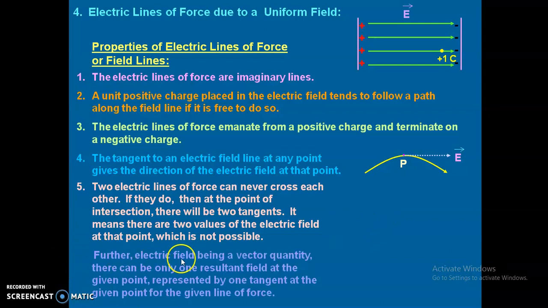Further, electric field being a vector quantity, there can be only one resultant field at the given point, represented by one tangent at the given point for the given line of force. So two magnitudes of electric field are not possible and two directions of electric field lines are not possible. Therefore this is an impossible condition.